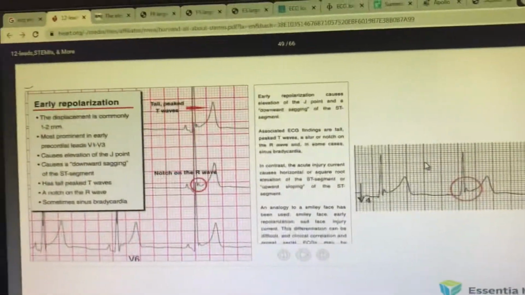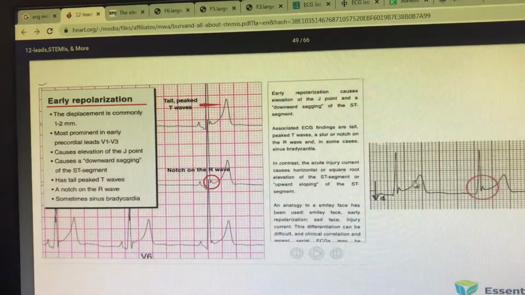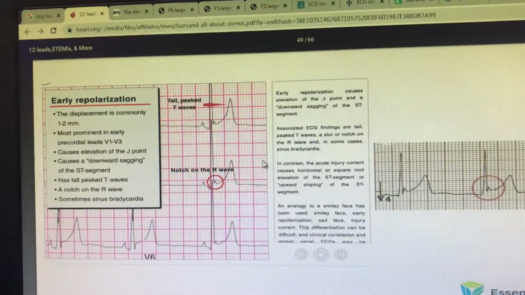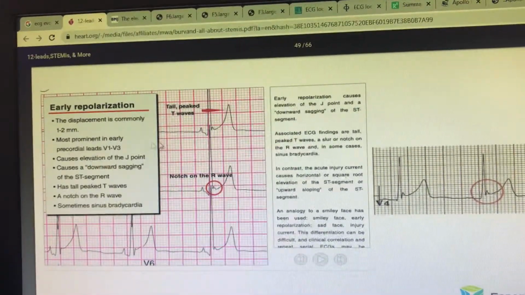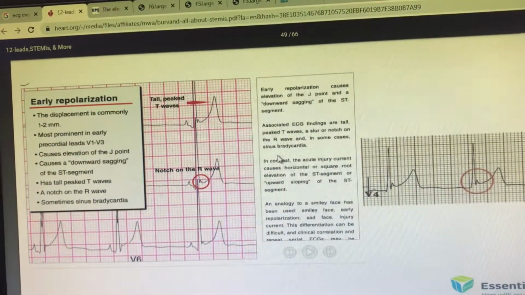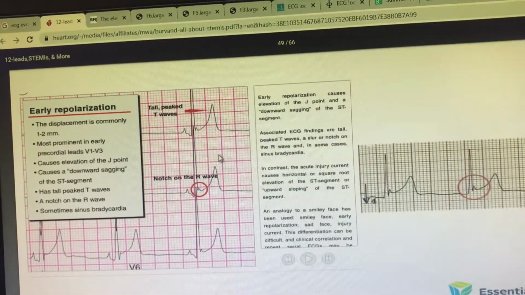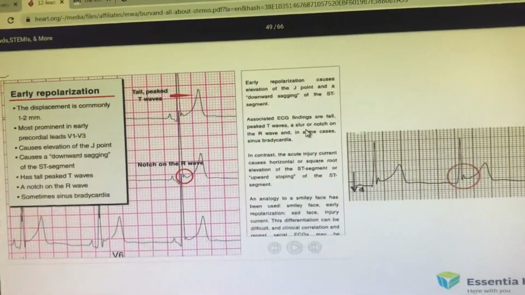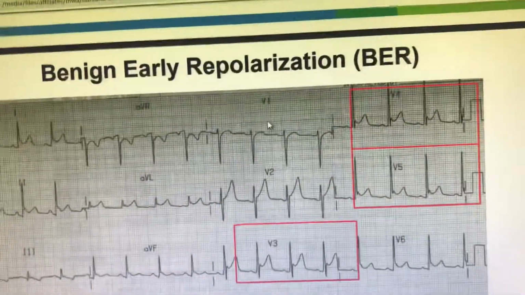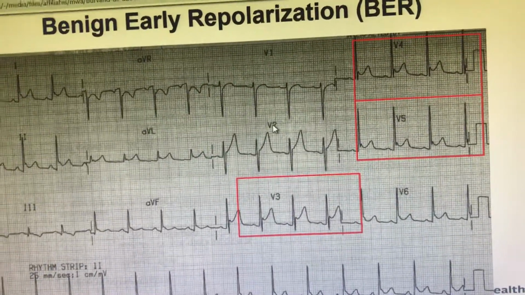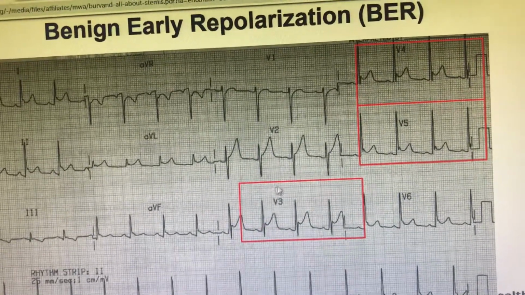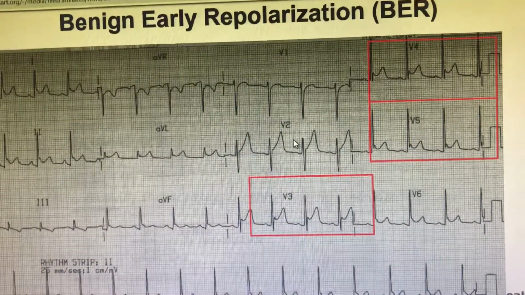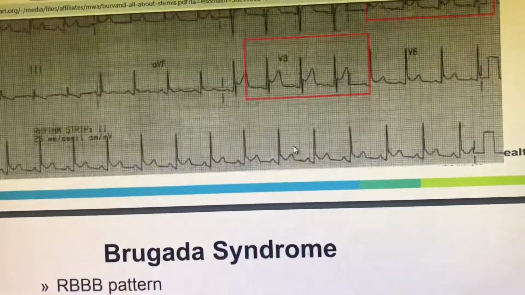So always remember, early repolarization is very commonly seen in the V1 to V3 leads, and the displacement is commonly 1 to 2 millimeter, and it should not be more than 25% of the T wave. If it is more than 25% of the T wave, we should be suspecting MI. So these are benign early repolarization, not more than 25% of the ST elevation to the predominant T waves.